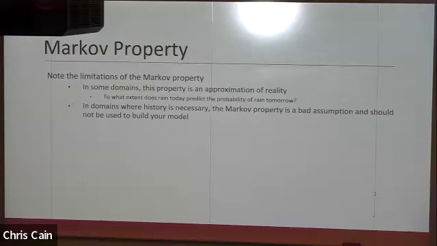So wherever history is necessary, the Markov property is a bad assumption. You should not use it in your model wherever history is actually important.